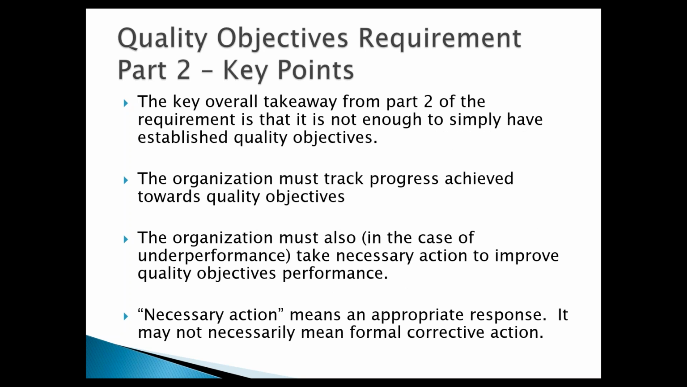Now, the key takeaway from part 2 is the idea that it's not enough to just have the objectives. You are, of course, expected to track progress towards your objectives and take action to improve quality objectives performance. Now, when they talk about necessary action, it means an appropriate response. It doesn't necessarily mean a formal corrective action, but you have to do something. If you have a quality objective that is underperforming, you can expect your auditors to ask you, okay, fine, you didn't hit your mark on this. What are you doing about it? What are you doing to improve performance? You can absolutely expect that question.